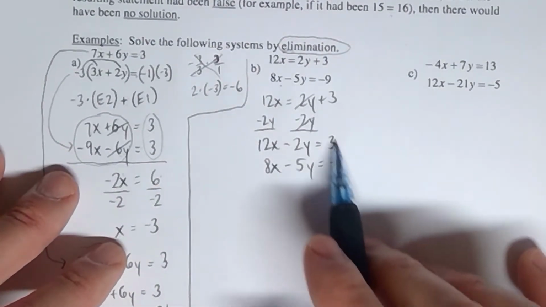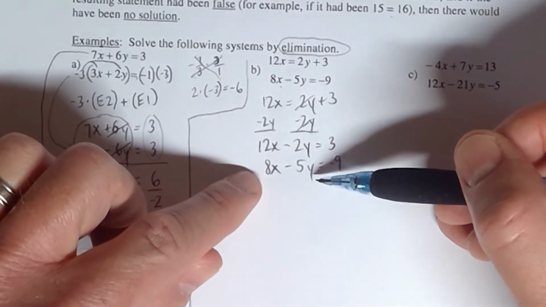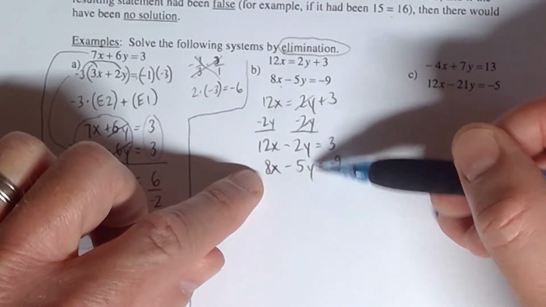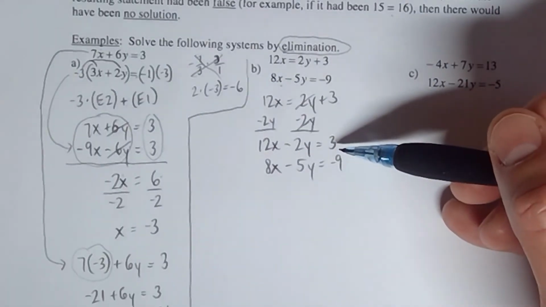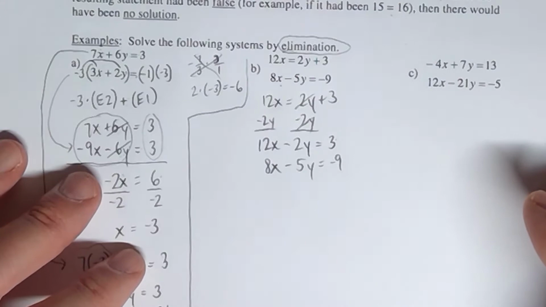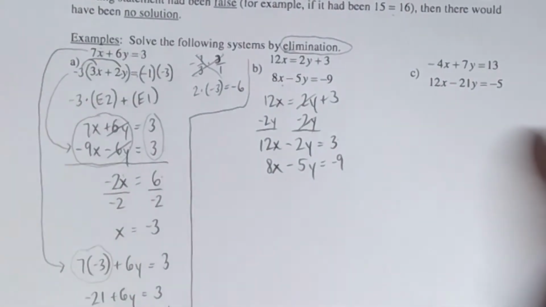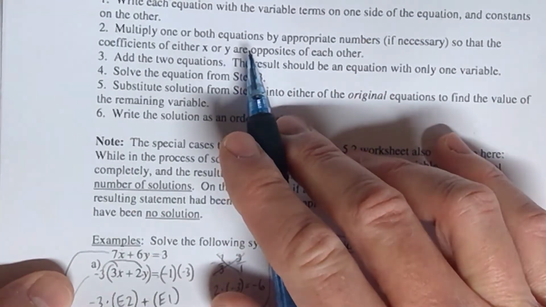So this is what our system is now. I just rewrote it so that the variables were on the same side. X's line up, Y's line up, and then the constant terms on the other side without the variables. Now, what's that next step? According to the top of the page, the next step is that step where you multiply one or both equations.